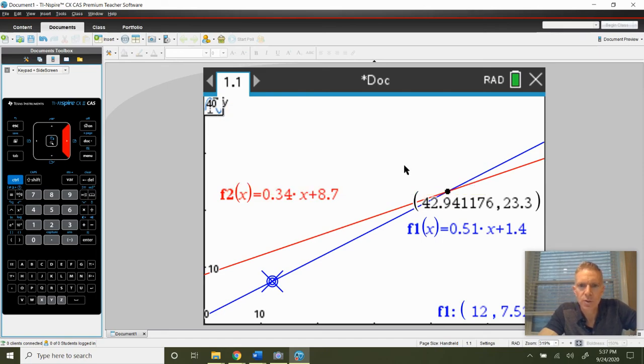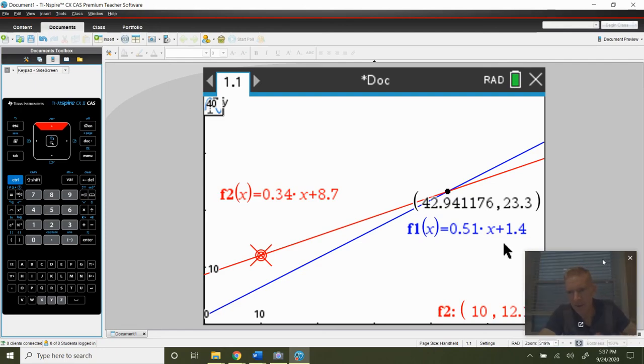Okay, so now I want 10. So I'm just going to type in the number 10, 1, 0, and hit enter. And it goes to 10. So my input is 10. My output is 6.5. Notice we're on the first one, and that's what it was supposed to be. When our input was 10, our output was 6.5. Now I can arrow up to the other graph, and I've got 10, and I've got 12.1.